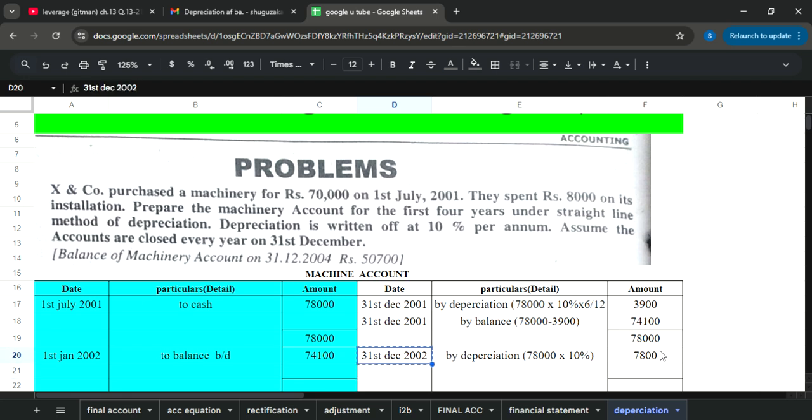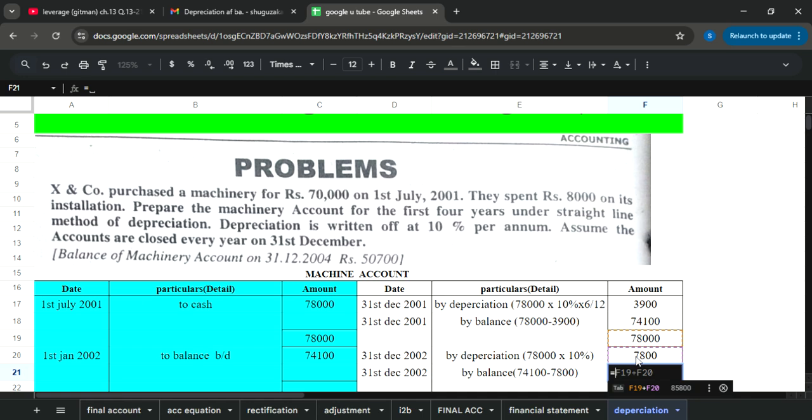It's time to calculate our balance. And how will you calculate the balance? Again the same procedure: by balance, and you will subtract the amount of depreciation from the value of asset. Value of asset was 74100 minus amount of depreciation 7800. So this is the way of calculation of balance.